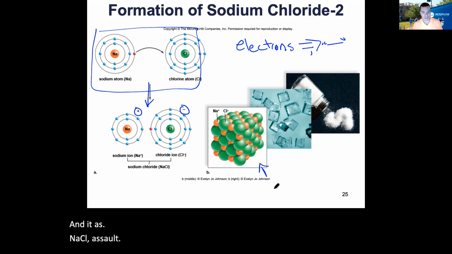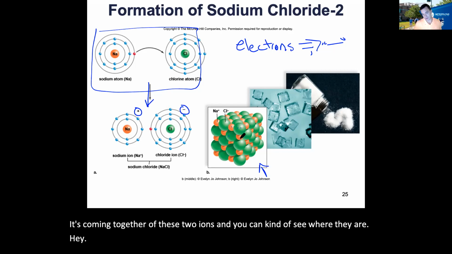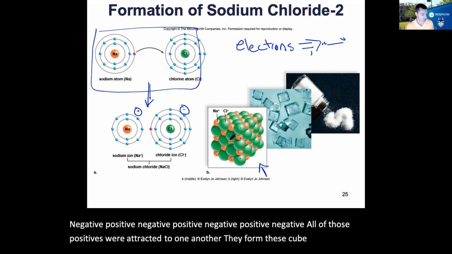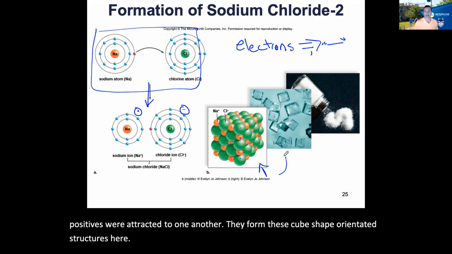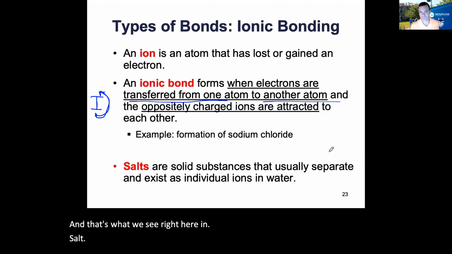It's the coming together of these two ions, and you can kind of see, there they are. Negative, positive, negative, positive, negative, positive, negative. All of those positives and negatives are attracted to one another, and they form these cube-shaped oriented structures. And that's what you see in crystals, and that's what we see in salt. So salt is an example of a structure that forms from ionic bonding.